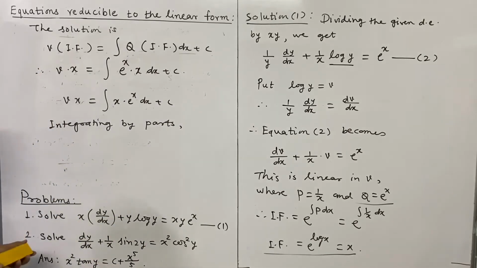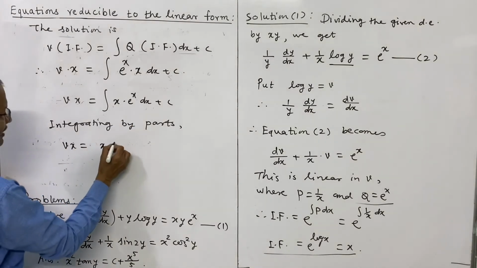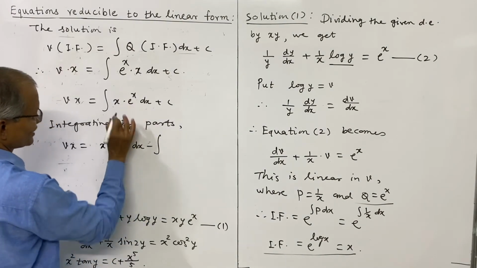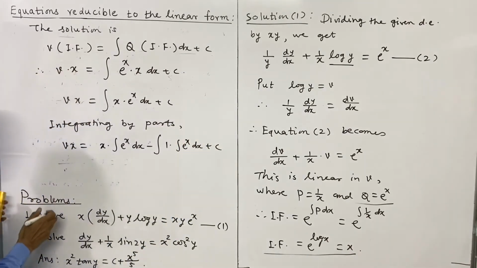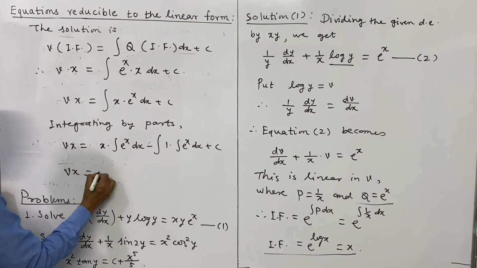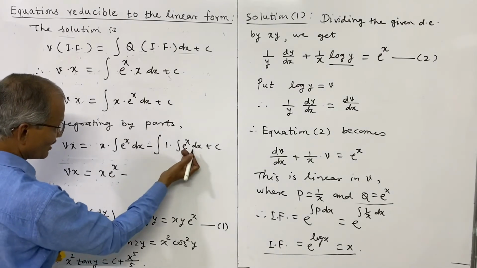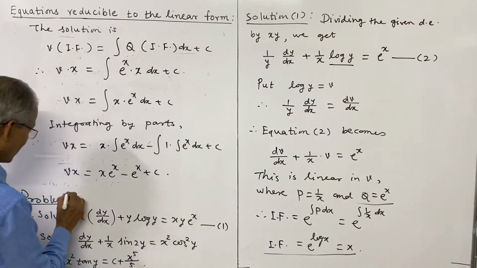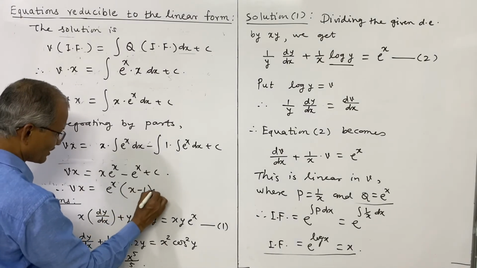The rule of integration by parts is important, and we should know this: v into x is equal to first function into integration of second, minus integral of derivative of the first, that is 1, into integration of second dx, plus constant c as it is. Or which is v x equals x e power x, integration of e power x is e power x, minus again e to the power x, again integration is e to the power x, plus c. Or that is v x is equal to e power x common, x minus 1, plus c.